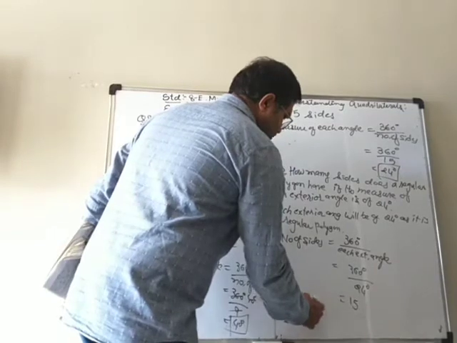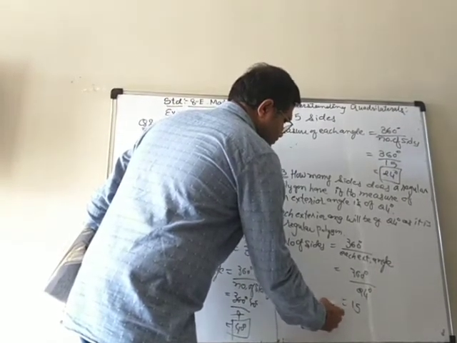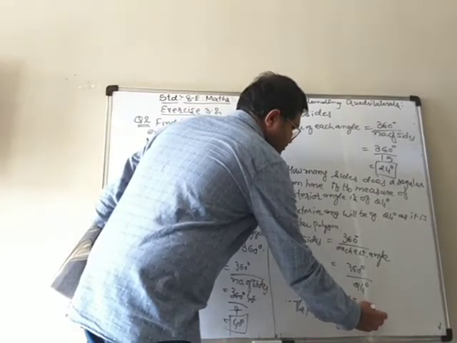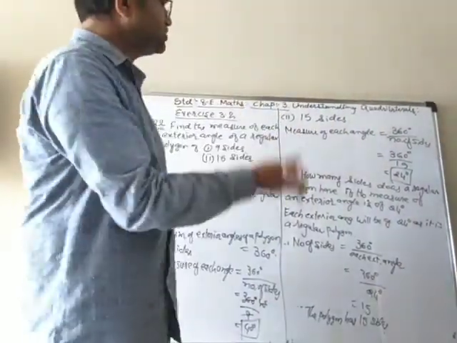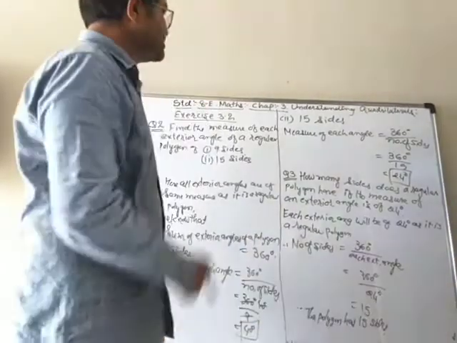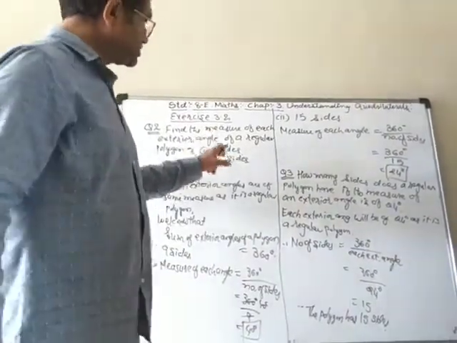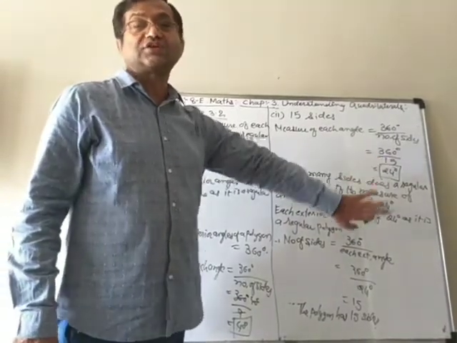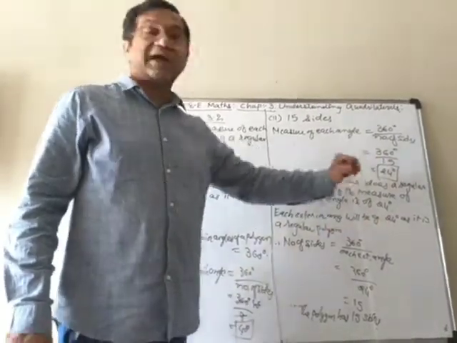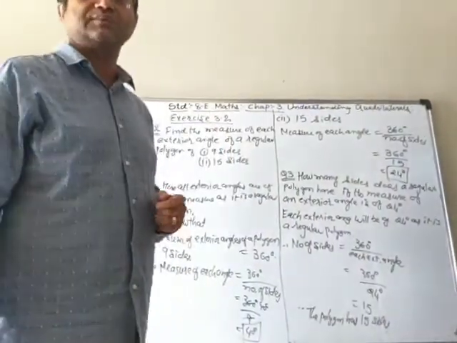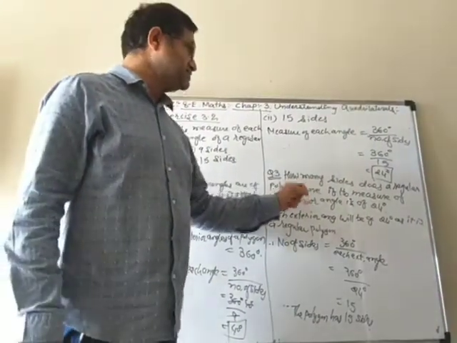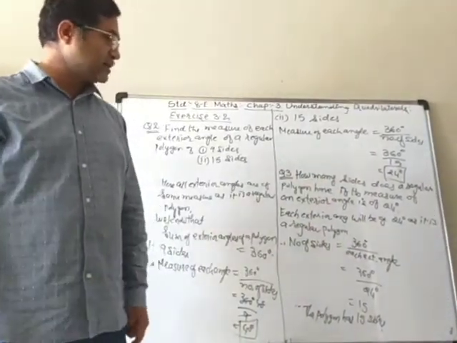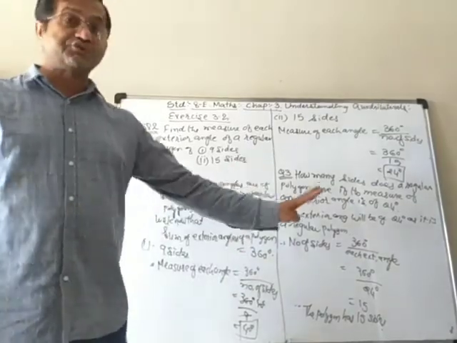Therefore, the polygon has 15 sides. So here it is totally opposite of question 2. In question 2, sides were given and we had to find the measure of each exterior angle. Here it is totally reverse, each exterior angle is given 24 degree and then we have to find the sides. So number of sides is equal to 360 divided by each exterior angle. So we get 15 sides.